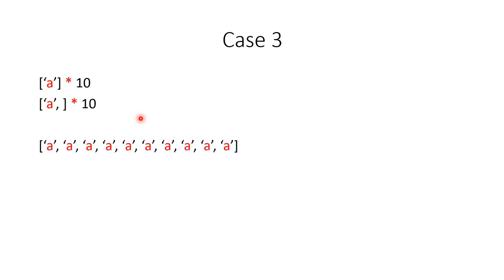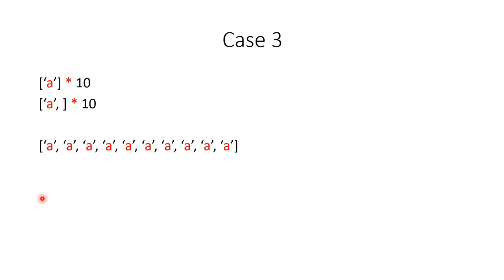Case number 3. In this case, you will have to enclose your string in square brackets and then asterisk and then the number of times you want to repeat this. Your output would be a list. In case number 3, you do not need to use a comma after this A. However, if you use a comma, it will make no difference. The output will be the same. However, in case 2, there was a big difference between not using a comma and using a comma. There was a difference, but here there is no difference between the two methods.